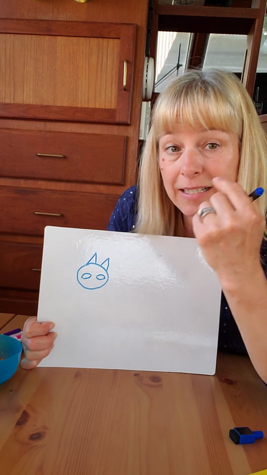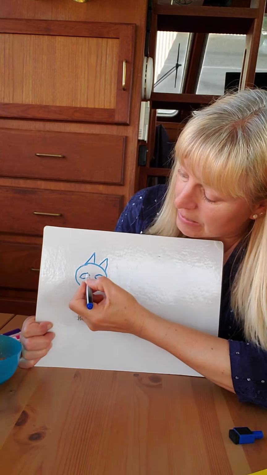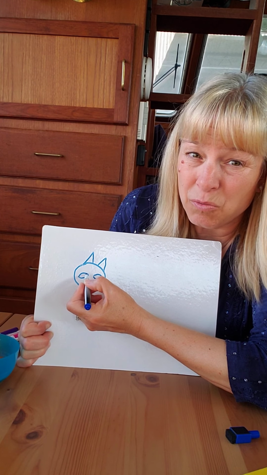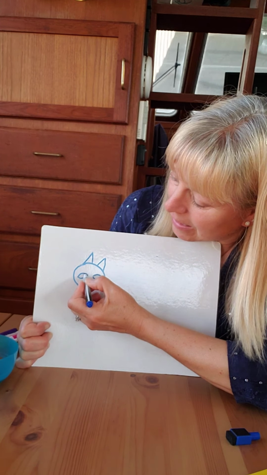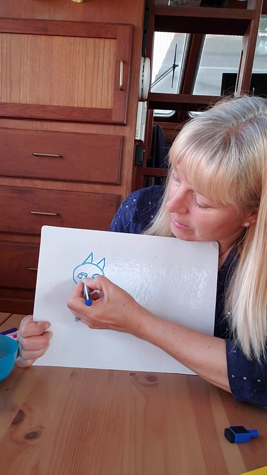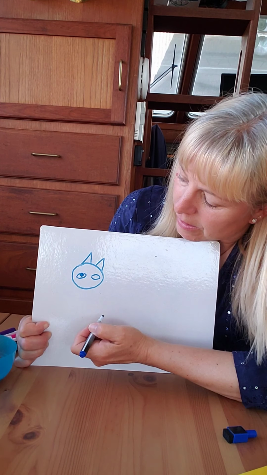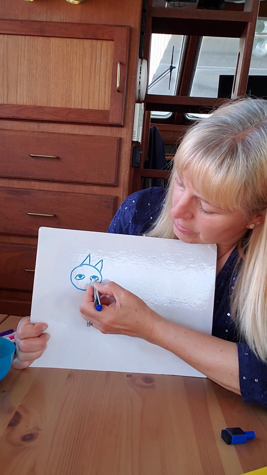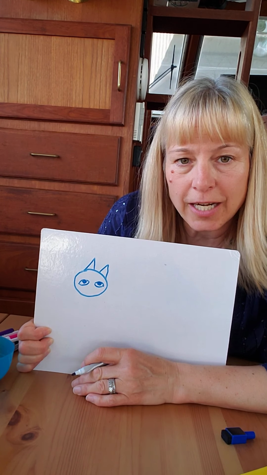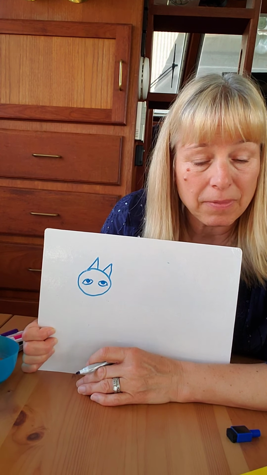And then Pete has pupils in his eyes. That's the part of your eye that sees. And I'm just going to draw two black circles like this. And check it out. Pete has eyes.